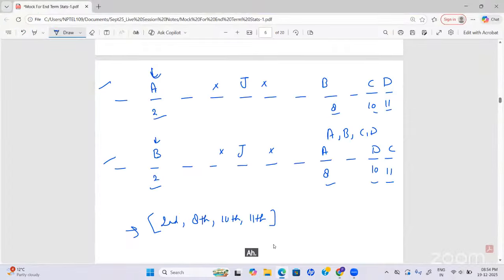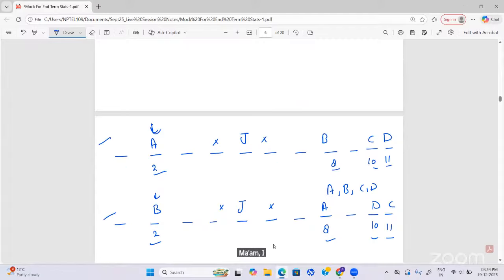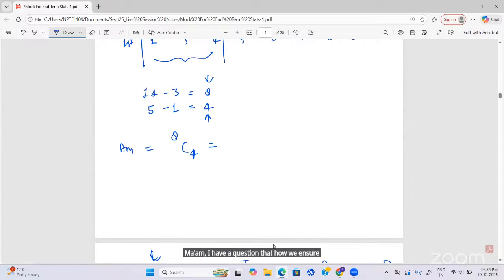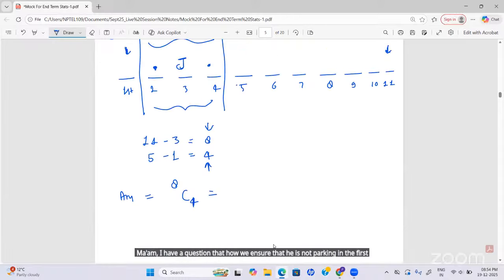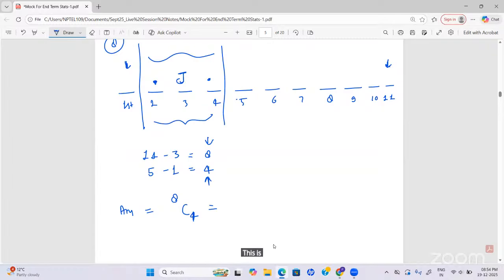Ma'am, I have a question: how do we ensure that he's not parking in the first and the last position in this case? Yeah, that's why it is given. This is given. No, but in our combinations, how are we ensuring that?